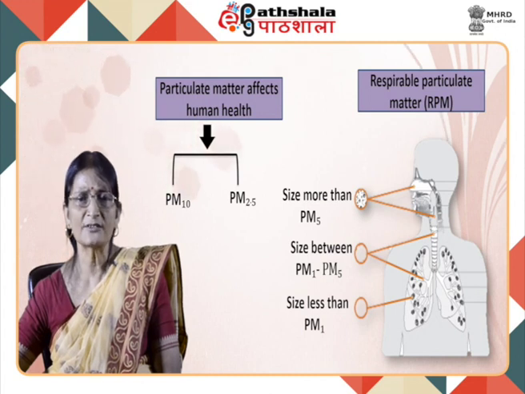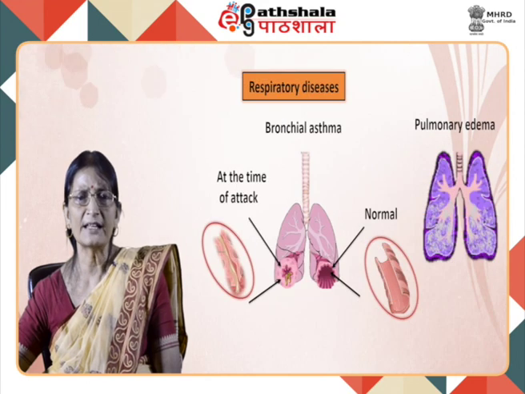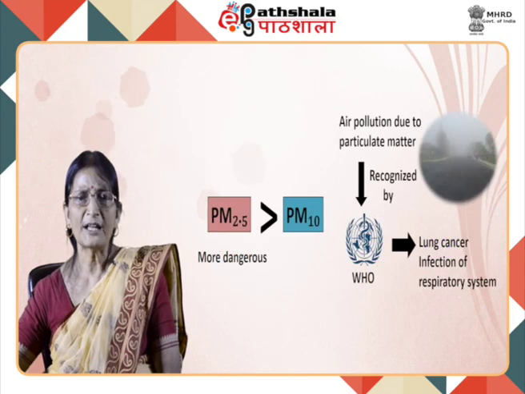These particles are called respirable particulate matter, or RPM. PM10, when inhaled, penetrates deep into the lungs, bypassing the body's respiratory filters, and can give rise to chronic respiratory diseases such as bronchitis, bronchial asthma, pulmonary edema, etc. Particulate matter 2.5 is even more dangerous than particulate matter 10 because it can affect the exchange of gases inside the lungs by reaching the peripheral regions of the bronchioles when inhaled.